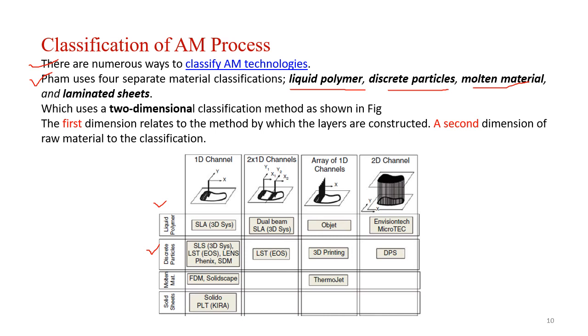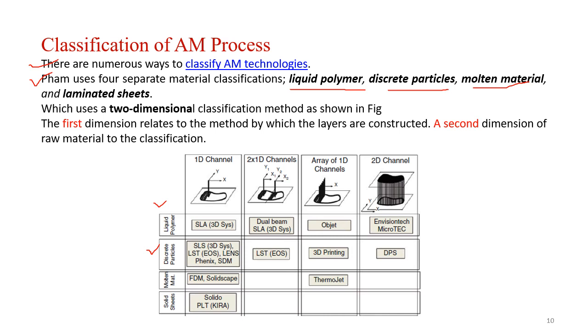The method used here is SLS. SLS means selective laser sintering, meaning a selected area gets exposed to laser and solidifies. It was developed by 3D Systems, EOS, Lens, SDM. So here these companies use the 1-dimensional channel of making the 3D parts. Then we are having the LST, which was developed by EOS. They use a 2x1 dimensional channel method of product development.